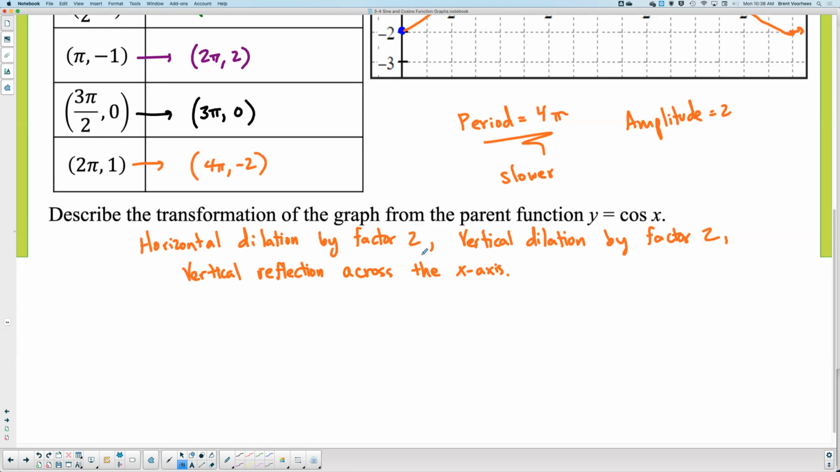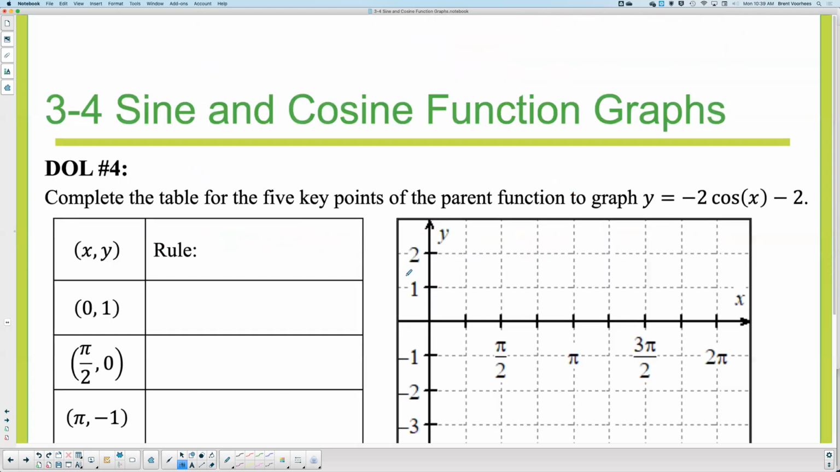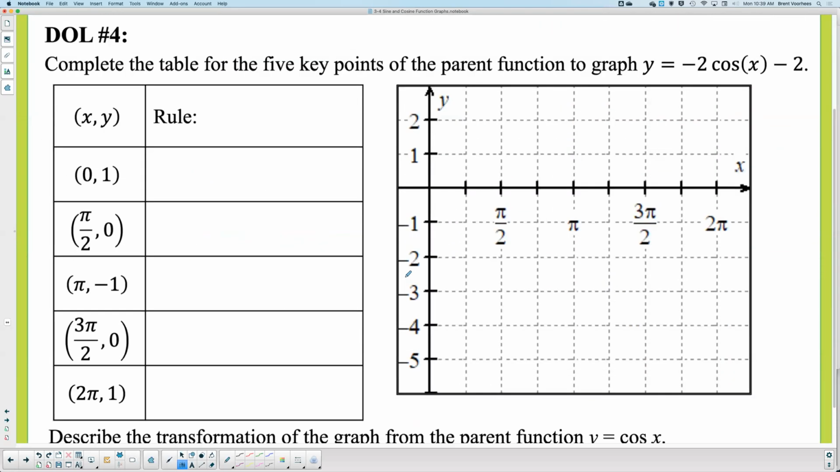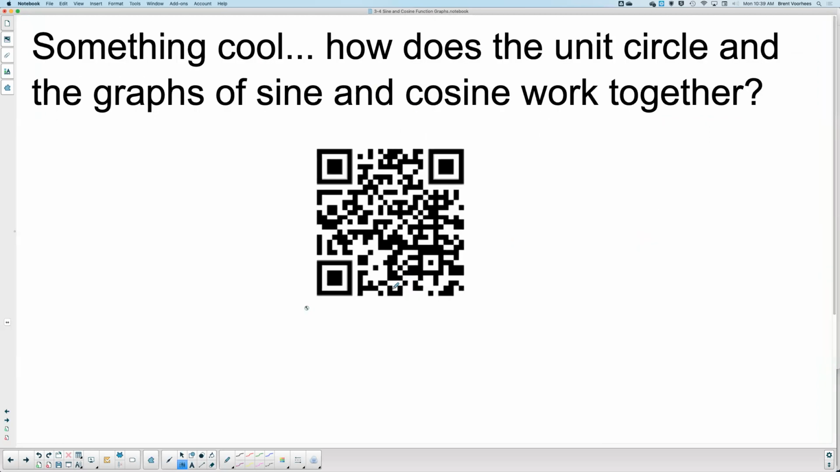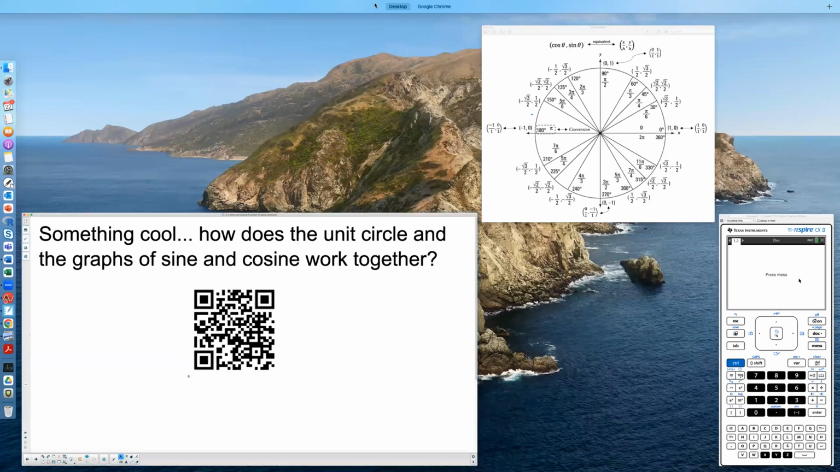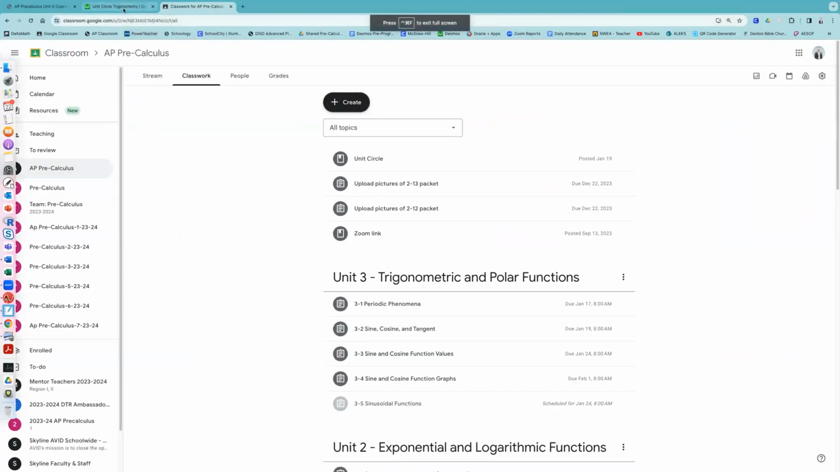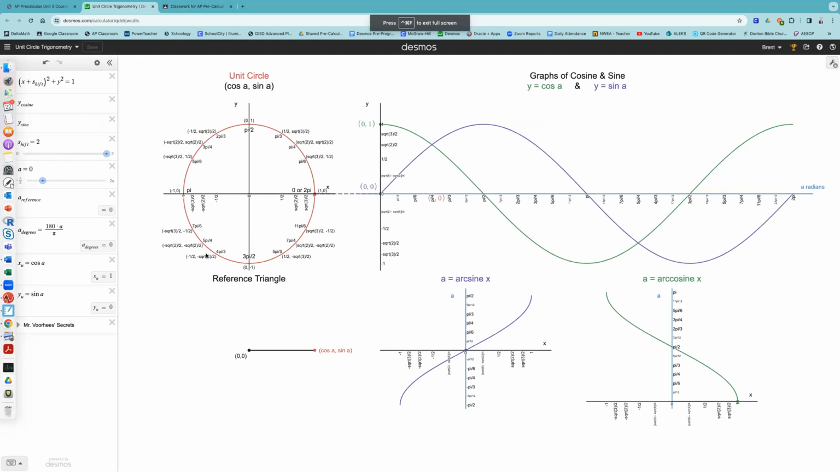Now I should have one DOL left for you. Is that right? But lucky day. Rather than us working here, because we're running low on time, I want to show you something really cool. If you scan this QR code, you can go ahead and scan it if you like. I want to show you how the unit circle works together. Now sit down. I can do this real fast. If you scan that QR code, it pulls up this chart.